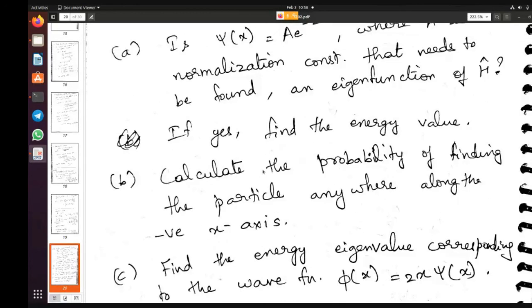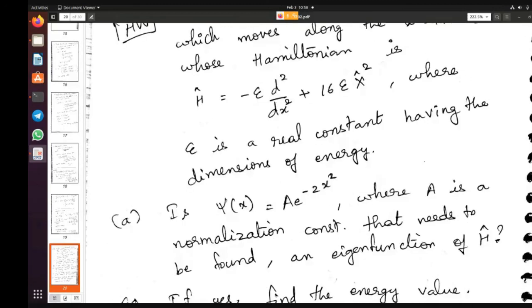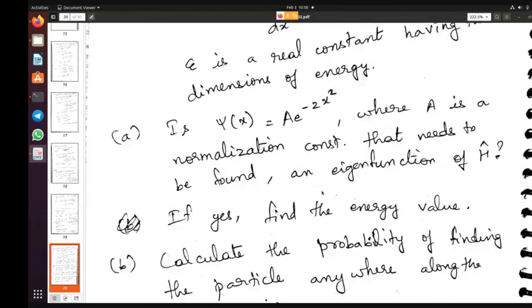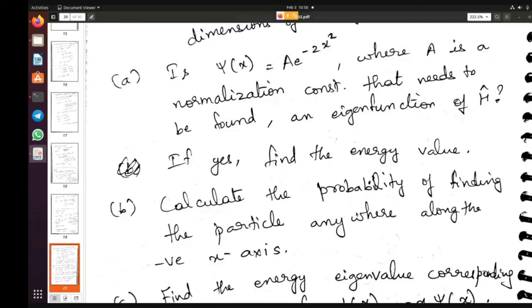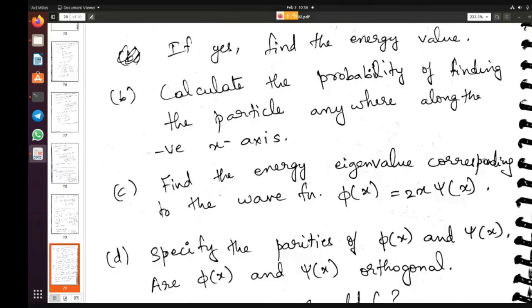The next question is to calculate the probability of finding the particle anywhere along the negative axis. So using this wave function, psi of x is equal to A into e power minus 2x squared, you need to find the probability that it is between minus infinity and 0. That is what it means, right? Calculate the probability of finding the particle anywhere along the negative x-axis.